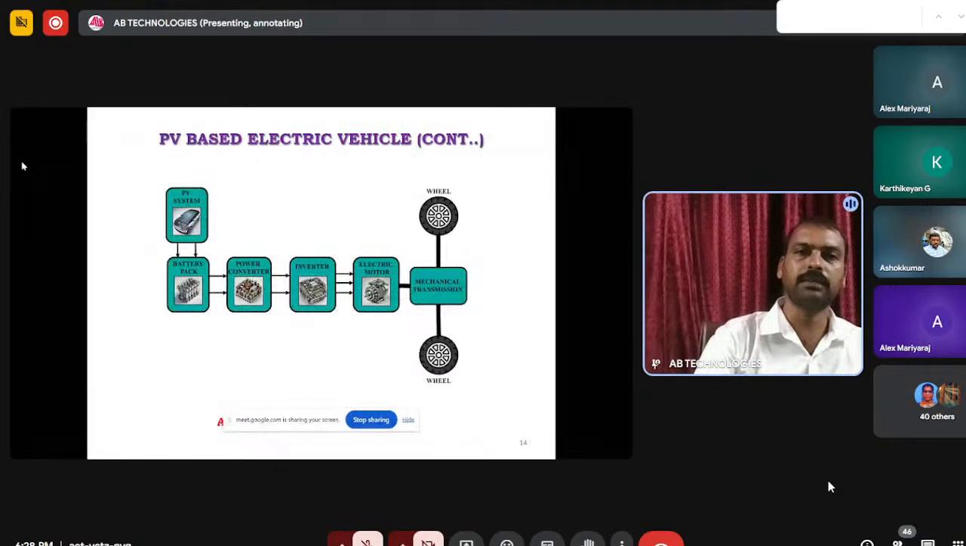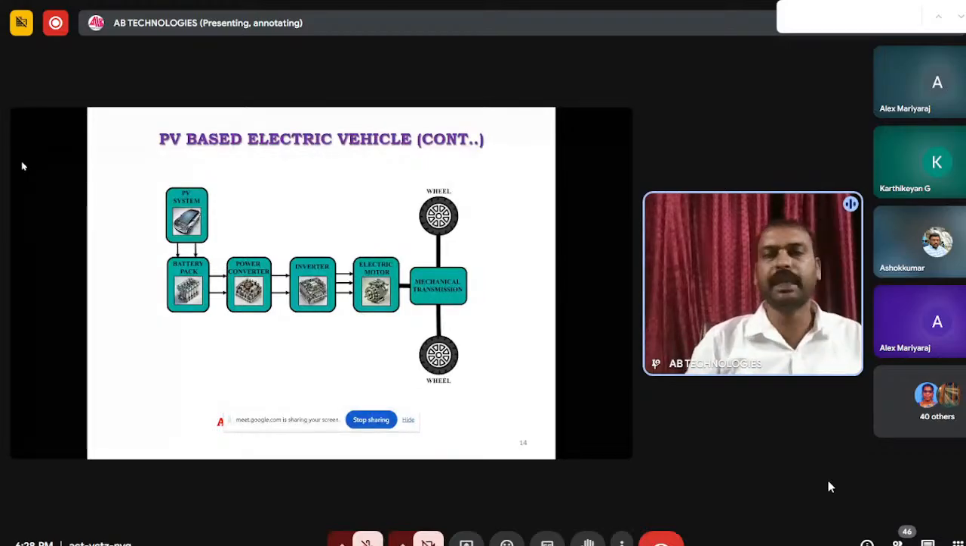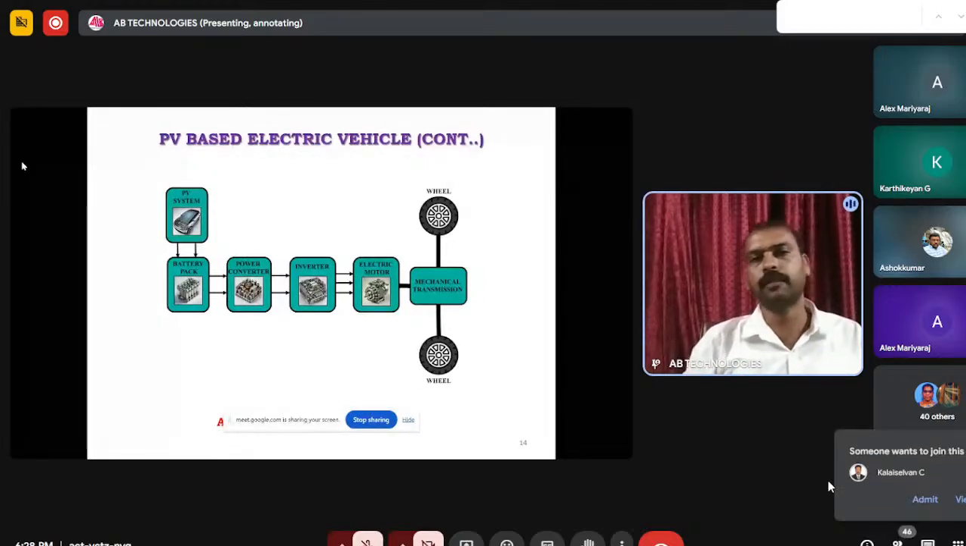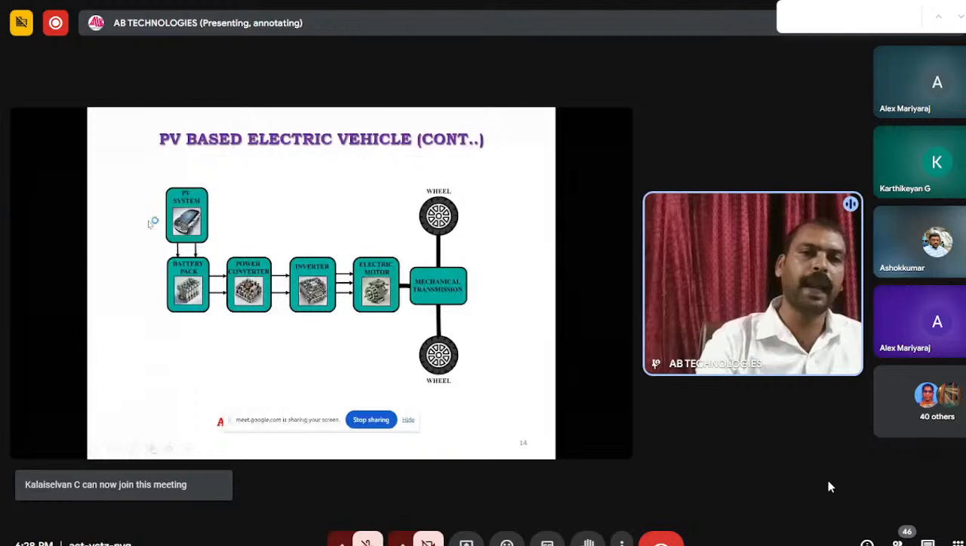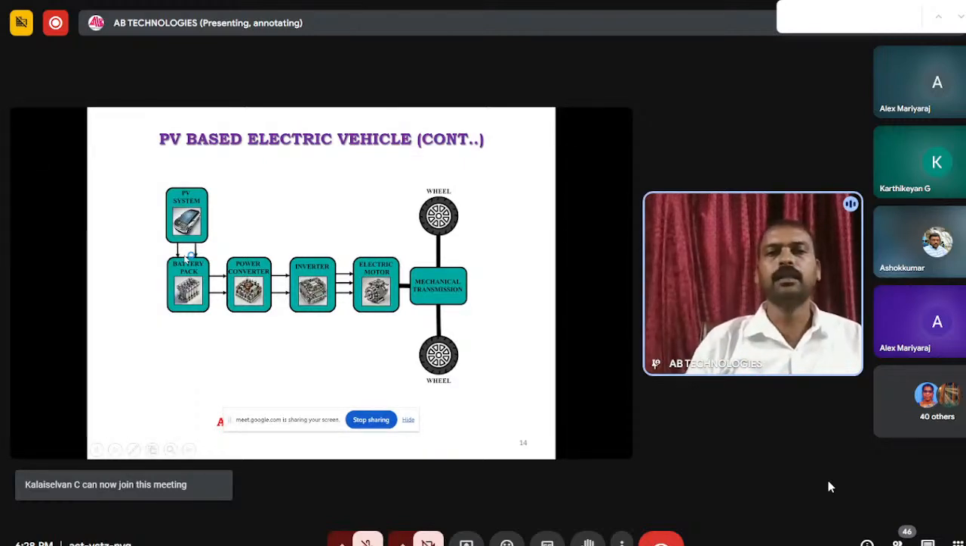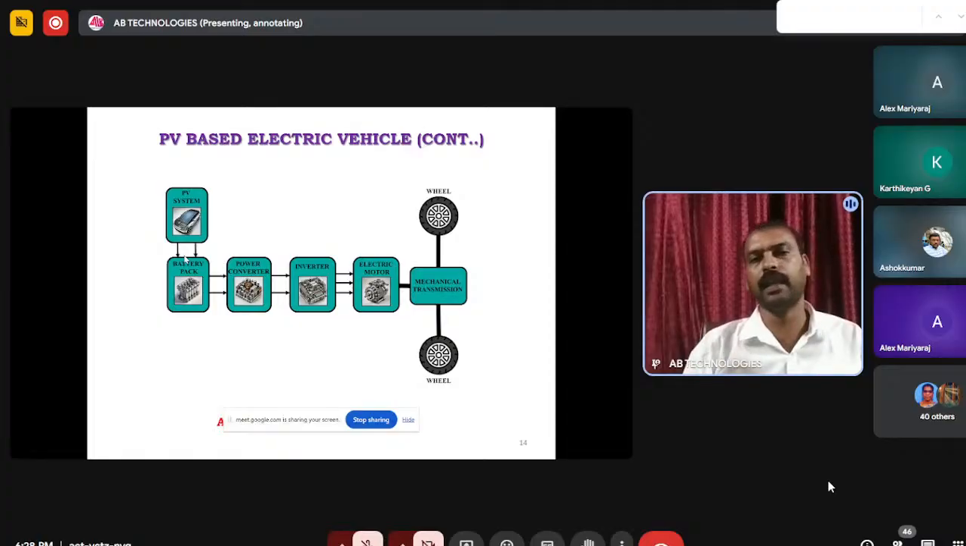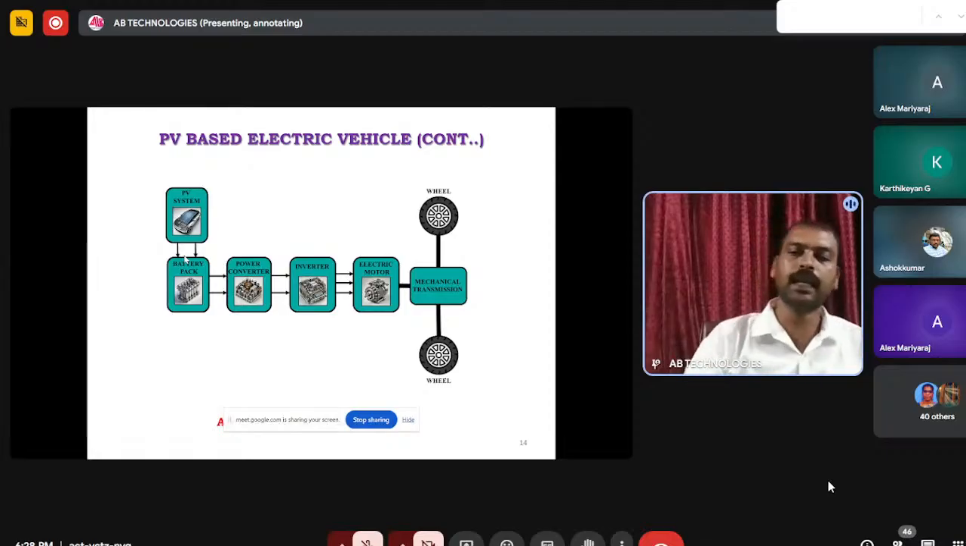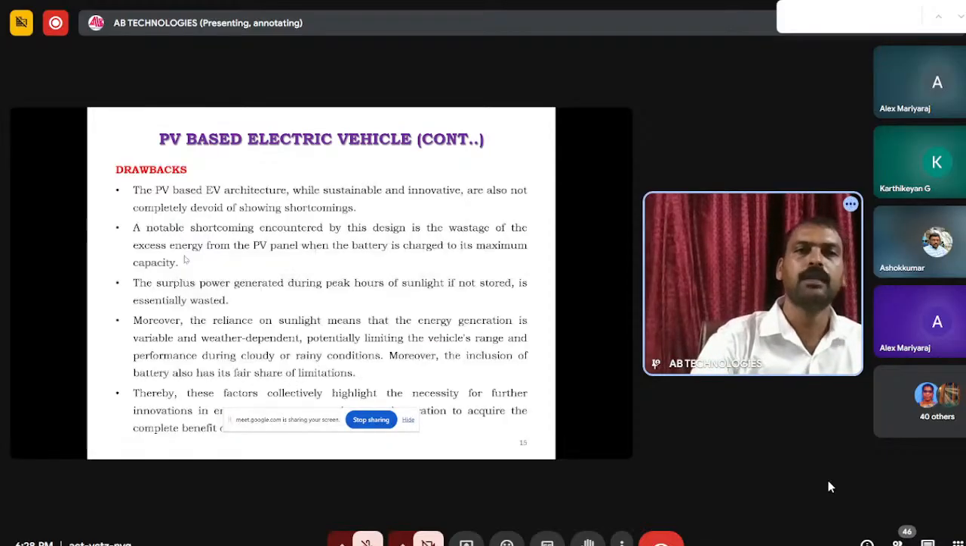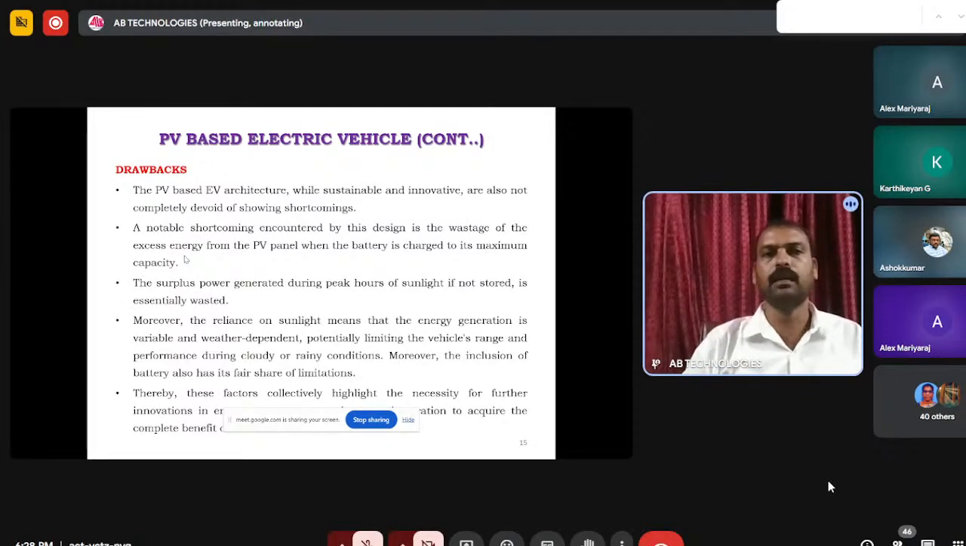So in this work I am suggesting the PV based electric vehicle architecture. The PV output is given to the battery pack and the pack output is given to the power converter. The power converter is again amplifying the voltage. If it is an AC motor, we have to convert the DC into AC, or else we can directly provide the DC supply.